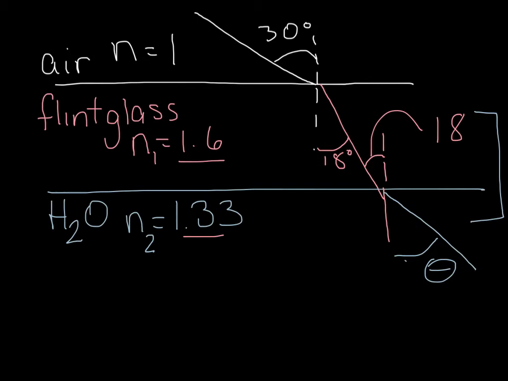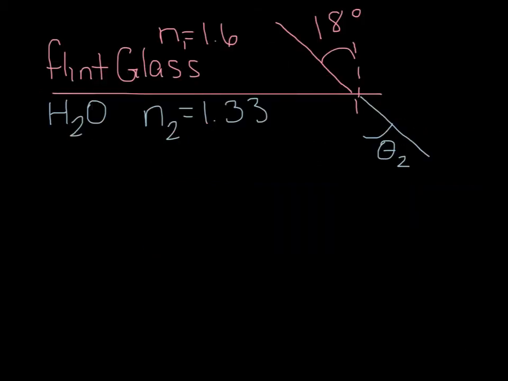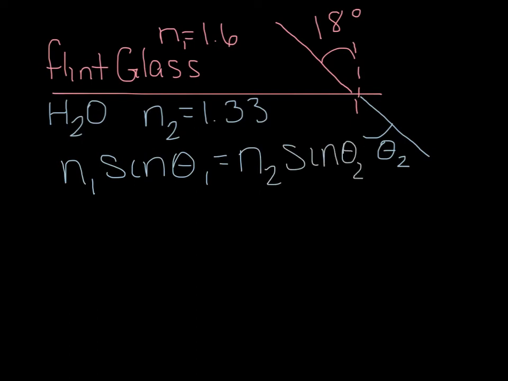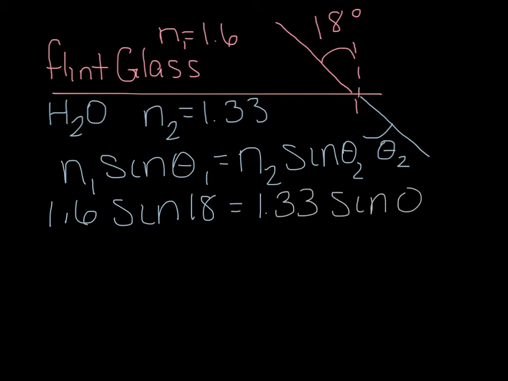Now our flint glass becomes our n1 and our water becomes our n2. So what do we know? Flint glass n1 is 1.6. It is impacting the surface between the water and the glass at 18 degrees. So we need to find that theta 2. Back to our equation: n1 sine theta 1 equals n2 sine theta 2. So n1 is 1.6, sine of 18 has to equal 1.33 sine of theta 2.